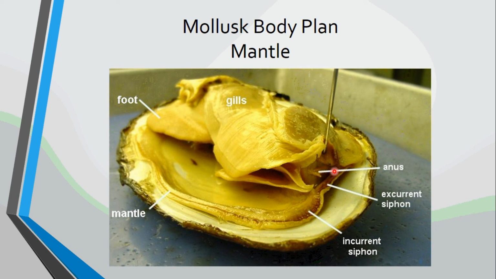And so this mantle and then the other mantle that would be lying on top would kind of sandwich in all of these organs. And this open space between this mantle and this mantle that would be lying on top would be the mantle cavity. And then all of these organs in here would make the visceral mass. All right.